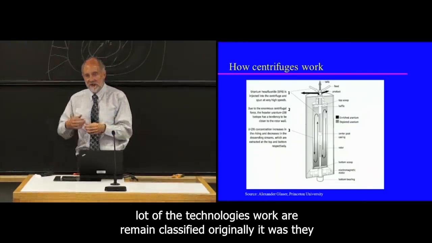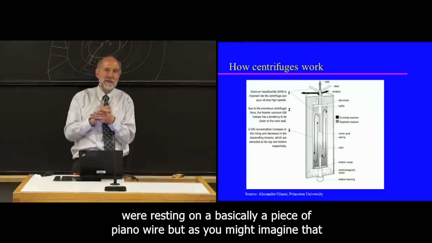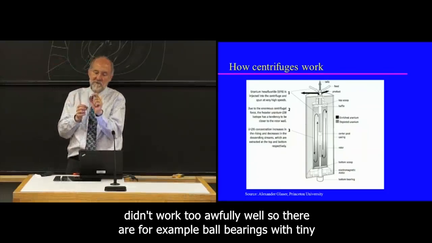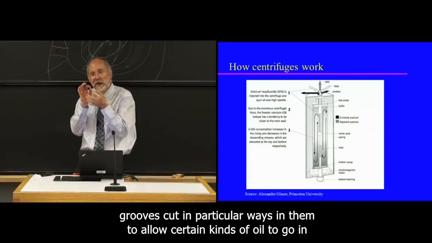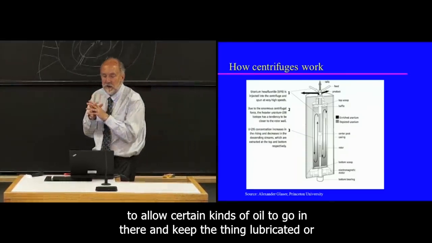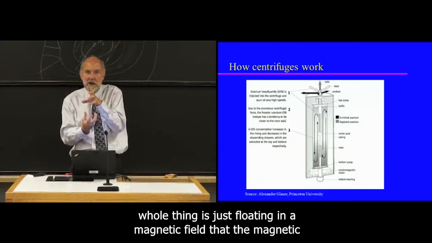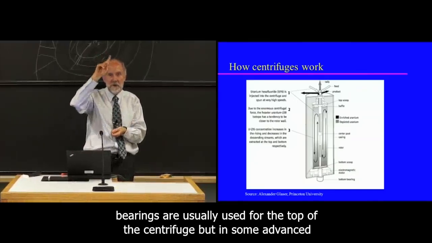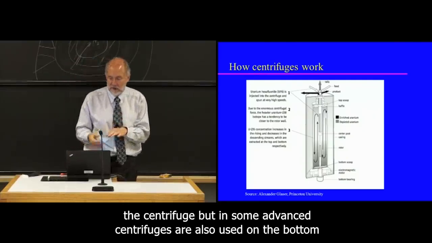Originally, they were resting on basically a piece of piano wire, but as you might imagine, that didn't work too awfully well. So there are, for example, ball bearings with tiny grooves cut in particular ways in them to allow certain kinds of oil to go in there and keep the thing lubricated. Or there are magnetic bearings where the whole thing is just floating in a magnetic field. The magnetic bearings are usually used for the top of the centrifuge, but in some advanced centrifuges they're also used on the bottom.